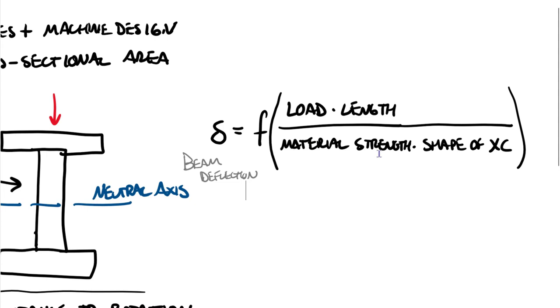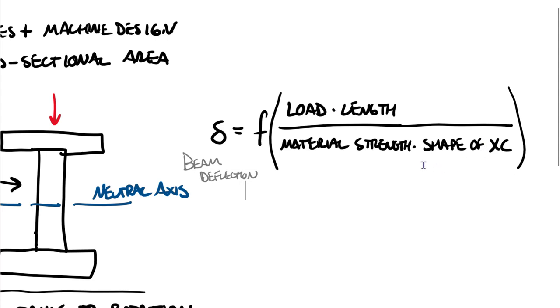Material strength is basically looking at, for a given material, how strong is it? Okay, steel is stronger than wood. There's actually different alloys of steel that are stronger than other alloys of steel. So they have a greater material strength, hence you get less deflection. More strength, less deflection.